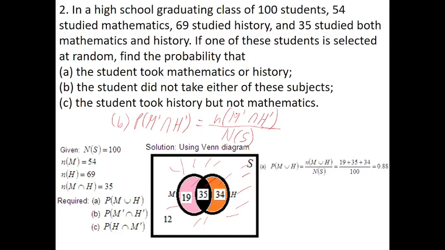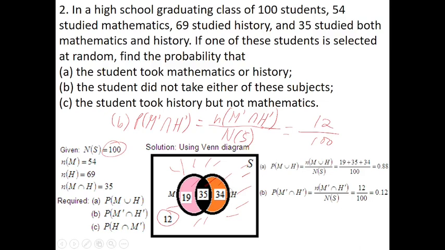Ayan. Bilangin mo yung mga hindi nagtitake ng math at history. Ano yung intersection nila? Yun yung 12, yung 12 na hindi nag-aaral ng dalawang subject. Divide mo sa kung ilan lahat ng graduating class, 100 students. So, 12 over 100. Yan ang sagot, 0.12.